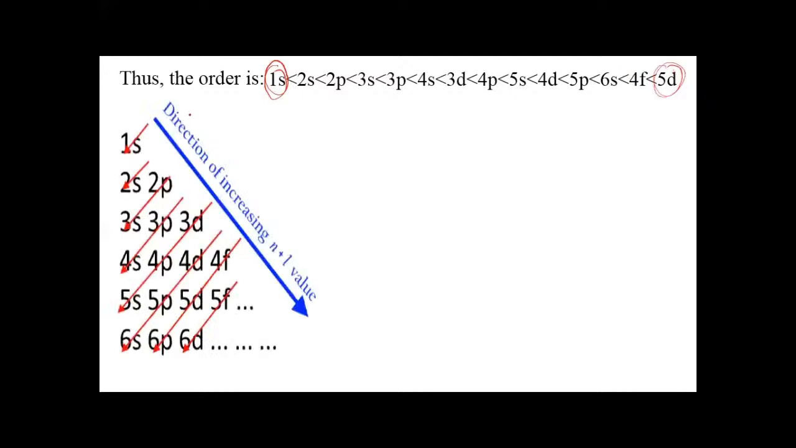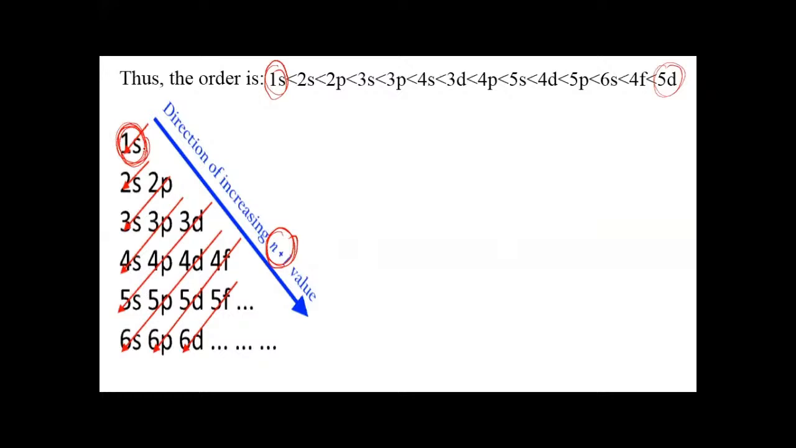Thus, the order is: the energy of the 1s orbital is least and the energy of the 5d orbital is maximum. Here, as we move downward, the n plus l value keeps on increasing. Thus, we can say that 1s has the lowest n plus l value, so it is the lowest energy orbital.